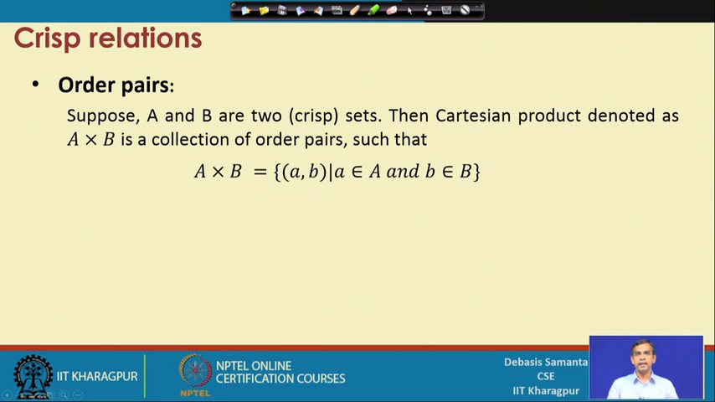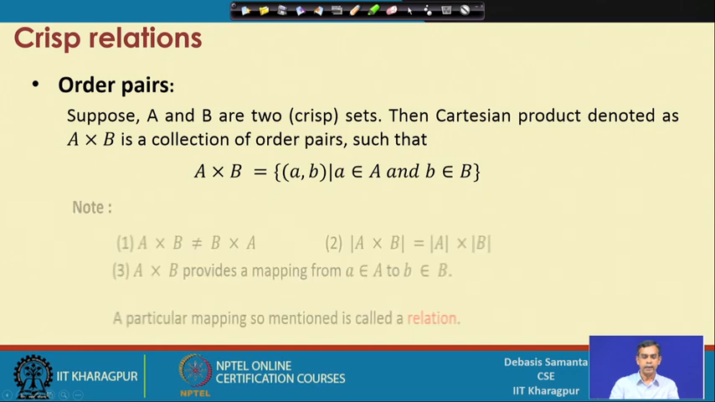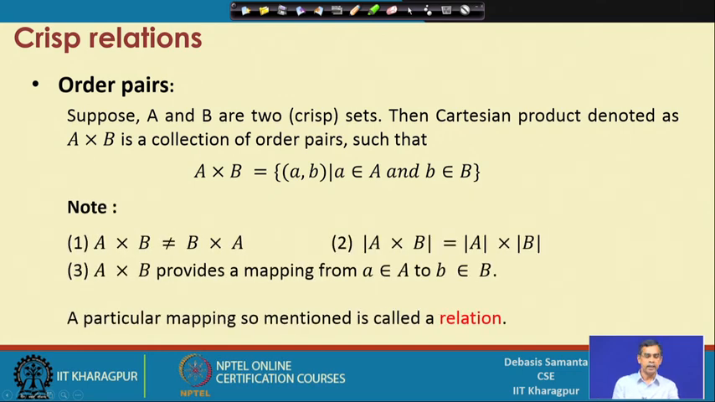Now, Crisp relation is basically a collection of ordered pairs. So, if A and B are two sets, then its ordered pairs are denoted by the Cartesian product A cross B, and it gives the collection of ordered pairs (a, b) such that a belongs to the set A and b belongs to the set B. This ordered pair relation is important to understand the Crisp relation.